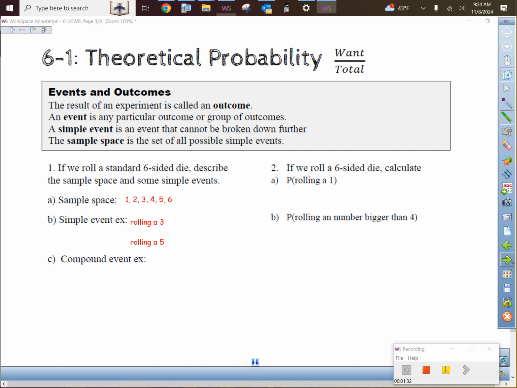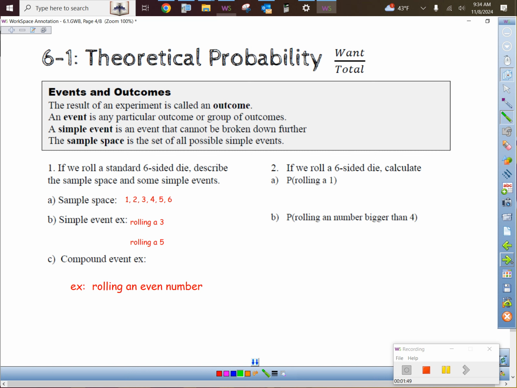So here's a couple examples. If I roll this dice and roll a 3, that's it. That's the entire event right there. There's nothing more that can happen. So rolling a 3 or rolling a 5 is a real simple event. But a compound event is if I said, what's the chances I roll this dice and I roll an even number? Because there's more than one possible way to do that. I could roll a 2, I could roll a 4, or I could roll a 6. Are you with me? That has multiple possible outcomes. So rolling an even number is an example of a compound event.